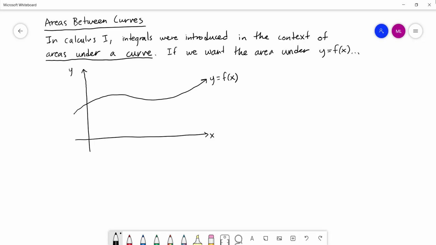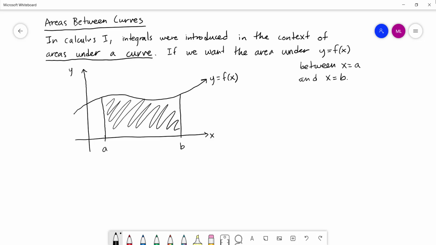Let me modify this a little bit. I want the area underneath y equals f of x between x equals a and x equals b. So let me specify the bounds. That means that maybe we have a starting point a right here and an ending point b right here. And the area that we're interested in is this area right here. Now I'm going to unshade that and think about how we actually computed that area.